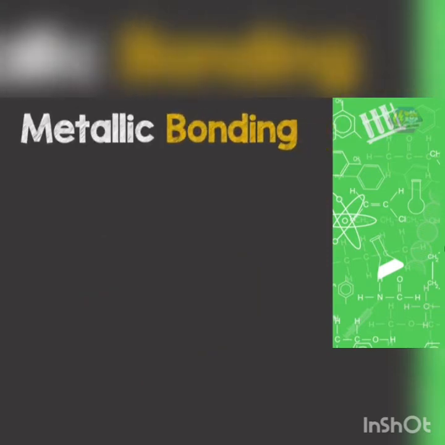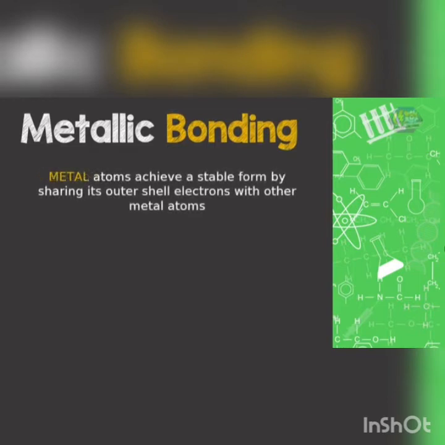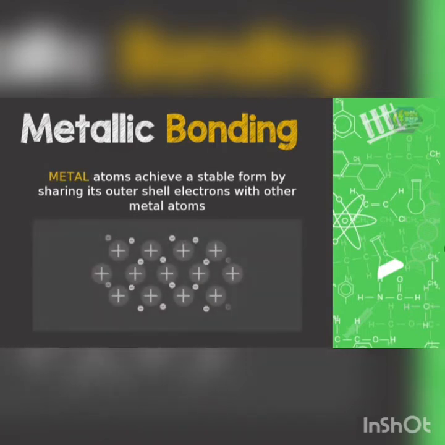So the third type of bonding, metallic bonding. It occurs between metal atoms. Metal atoms achieve a stable form by sharing its outer shell electrons with other metal atoms. The valence electrons of each metal atom are not tightly bound in the nucleus, so each metal contributes all the electrons in its valence shell to other metal atoms in the structure.